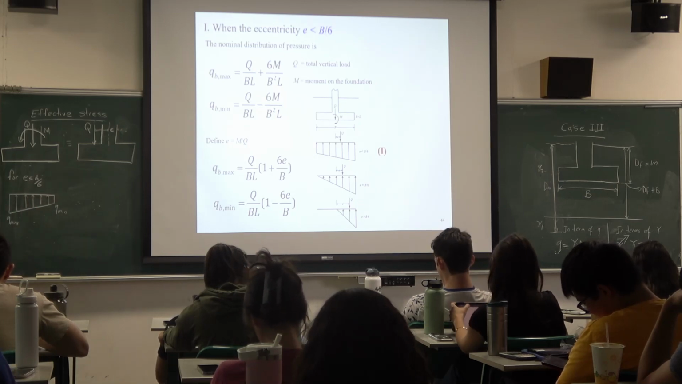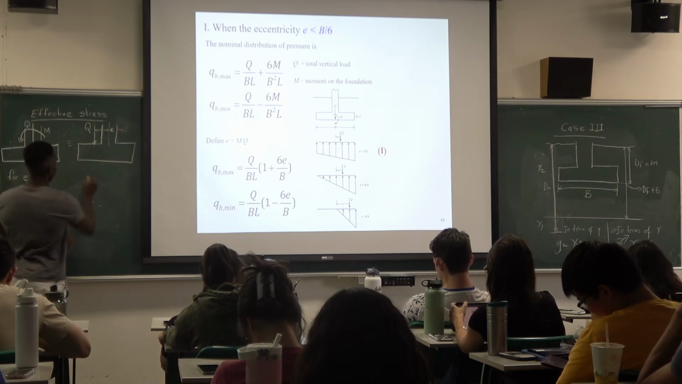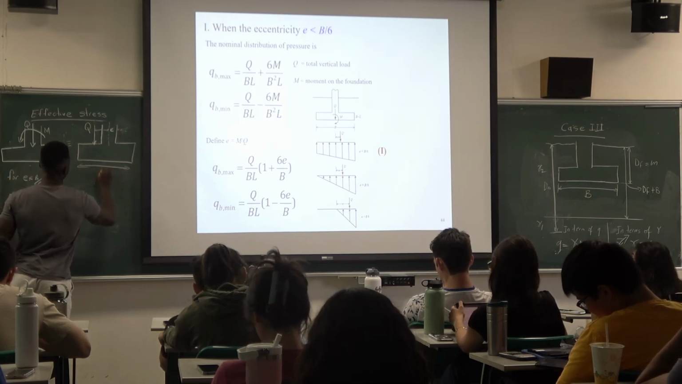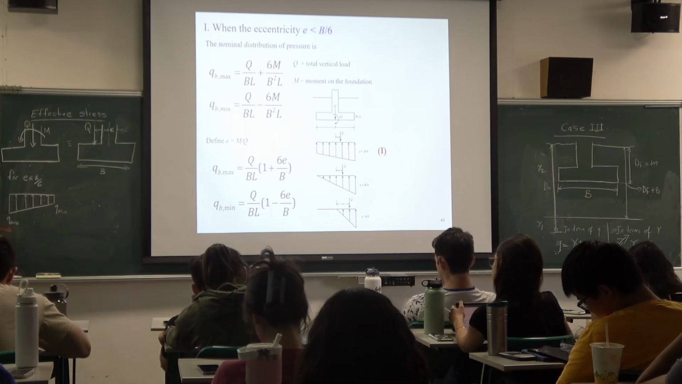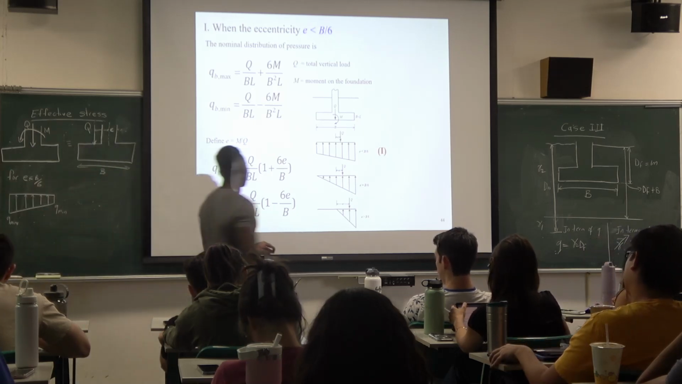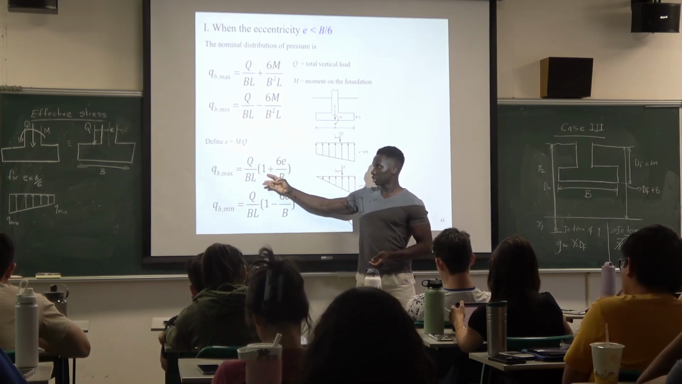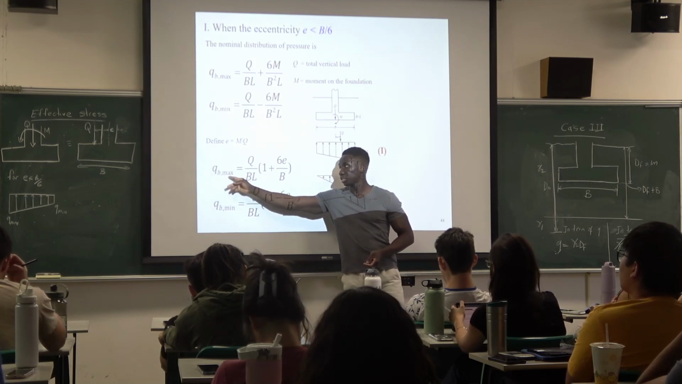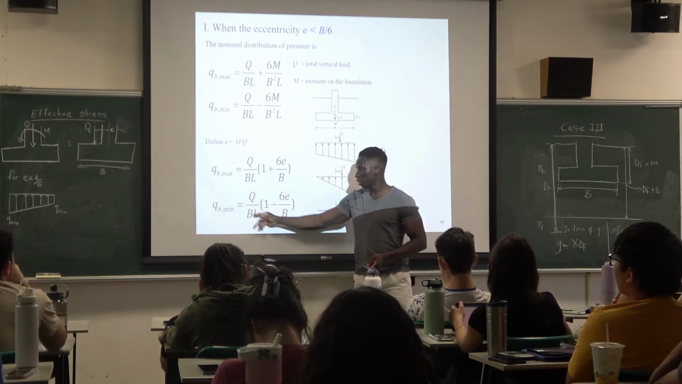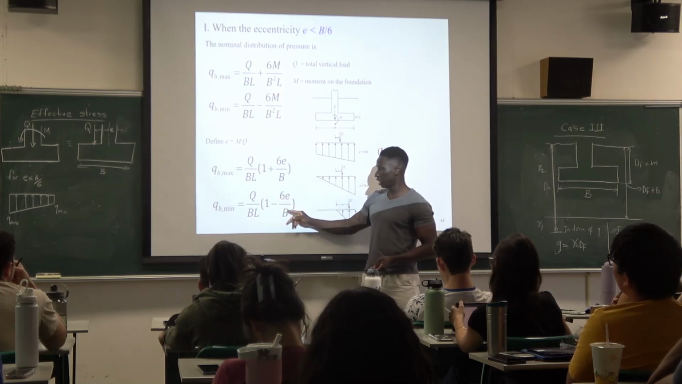okay, so for this type of problem, when the eccentricity is less than B over 6, so B will be here, right? The B is like this. When it's less than B over 6, then the distribution of the loading will be like this. Why do we have such a distribution? You can just look at this formulation, right? This will be positive, q max. This is how you calculate it. q minimum, this is how you calculate it. So it's 1 minus 6e over B.